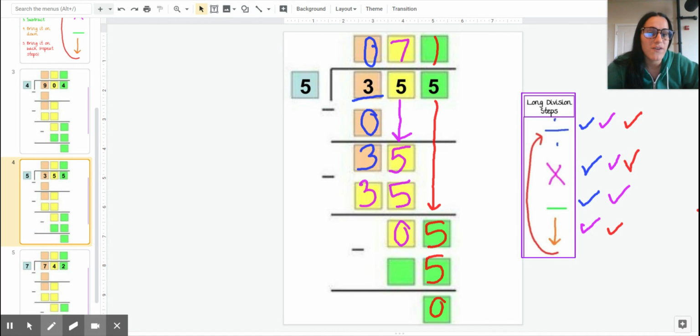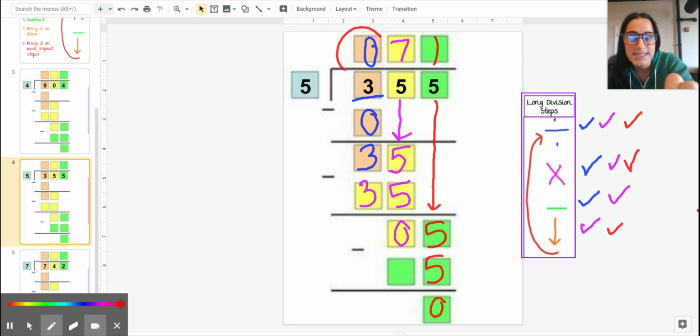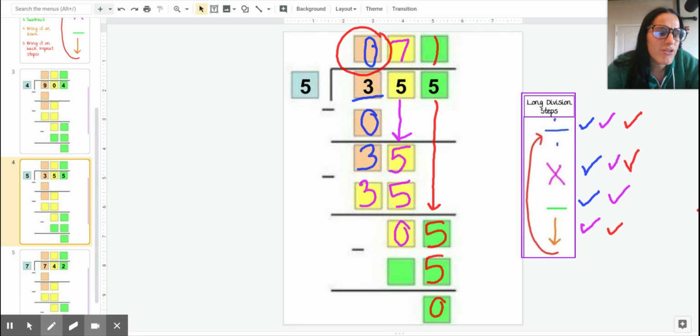So 355 divided by 5 gave us an answer of 71. So even though we have this 0 up here, you guys can see this 0 right here, we don't read that 0 when we read 71. So our answer would just be 71 and we don't have any remainder.